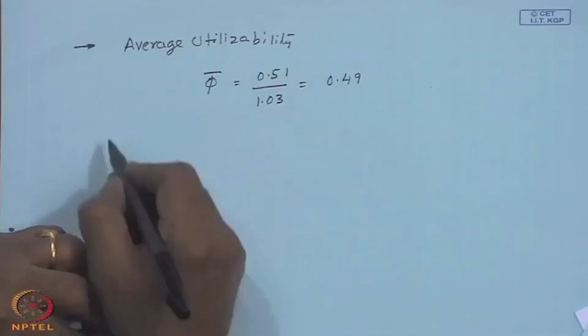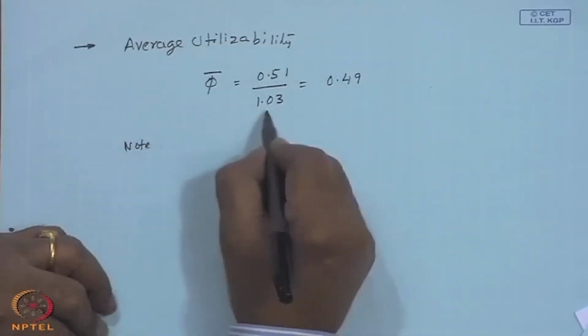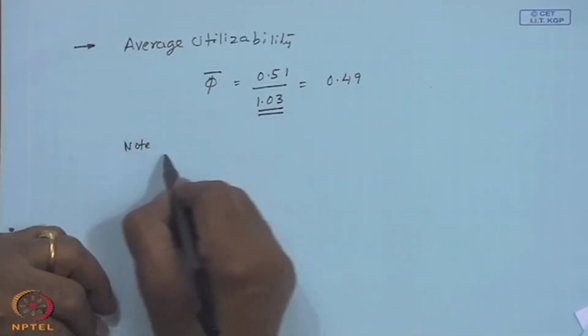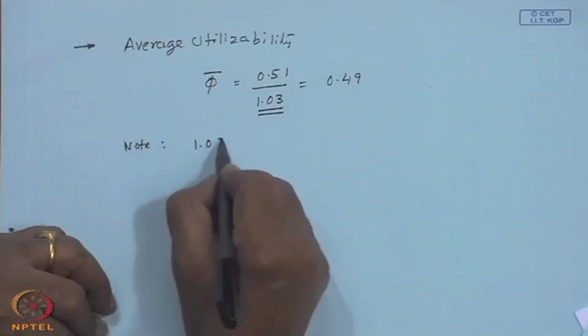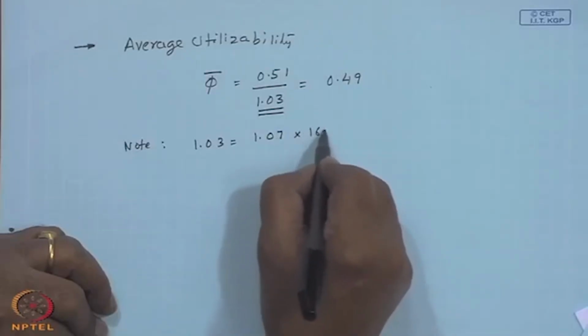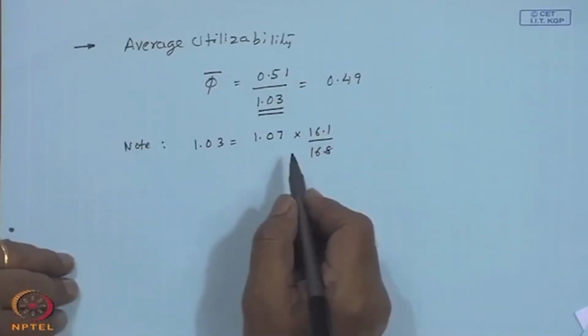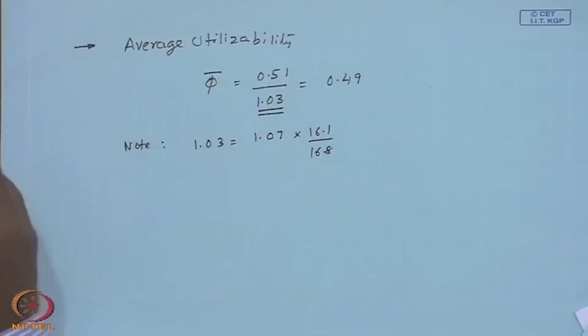So, again I just wanted to make sure you note how we got this number 1.03. 1.03 is the original 1.07 into 16.1 by 16.8, the original y multiplied by the enhancement or depreciation factor because of the tank loss. Okay.